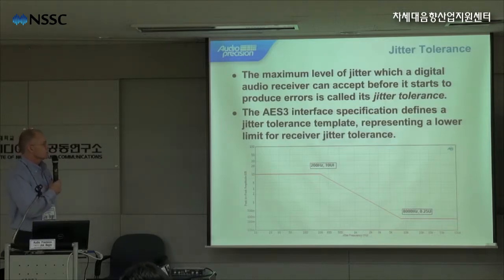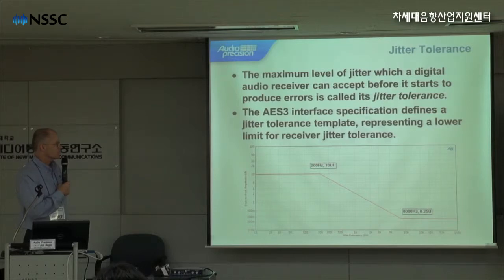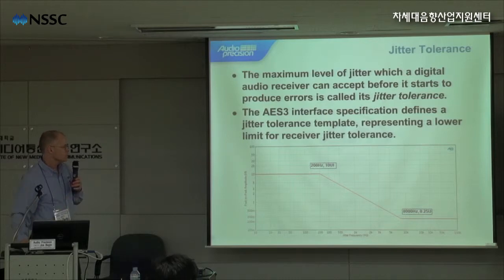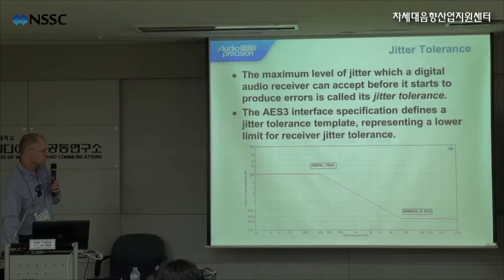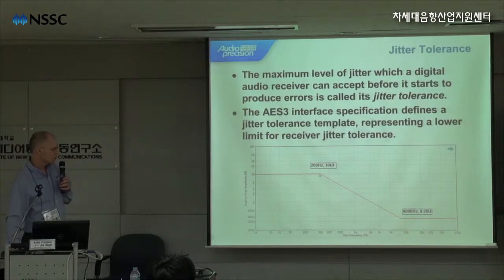Jitter tolerance is the maximum level of jitter which a digital audio receiver can accept before it starts to produce errors. The AES-3 specification defines a jitter tolerance template representing a lower limit for receiver jitter tolerance. Here we have the peak-to-peak amplitude of jitter in terms of unit intervals. This goes from 100 milli-UI to 10 milli-UI. There's a transition here at 200 hertz. It slopes down to about 8 kilohertz with a level of 0.25 unit intervals.